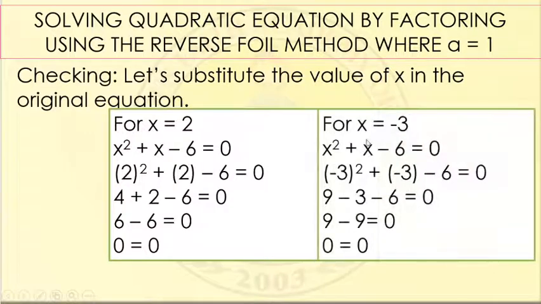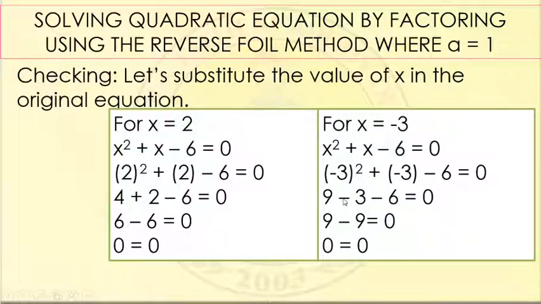Okay? Next, for x equals to negative 3. So, we just substitute the value of x. We have negative 3 squared plus negative 3 minus 6 equals to 0. Negative 3 squared or negative 3 times negative 3, the answer is positive 9. And then, since plus ito at minus negative sign si 3 natin, so magiging negative na para maalis yung parenthesis natin. Okay, so 9 minus 3 minus 6 equals to 0.